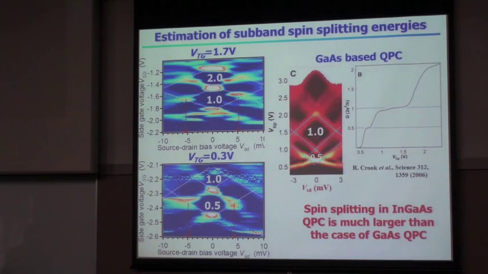And when we compare this spin splitting energy to different materials, for example, the gallium arsenide based QPC structure, in the gallium arsenide QPC structure the 0.5 structure is also observed. And this is the same transconductance measurement. And this point is around 1 meV. So that means the spin splitting energy in the indium gallium arsenide structure is much higher than in the gallium arsenide QPC structure.